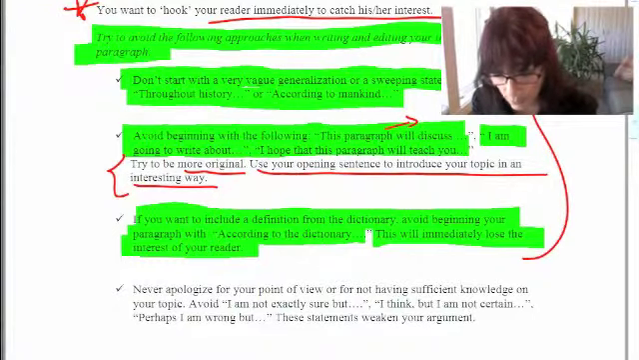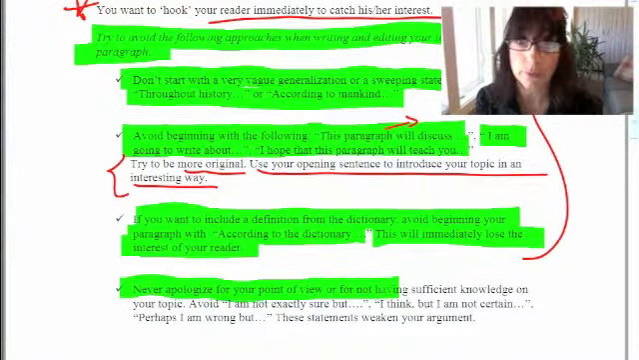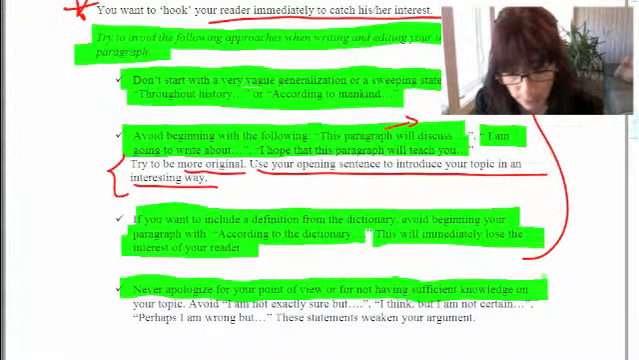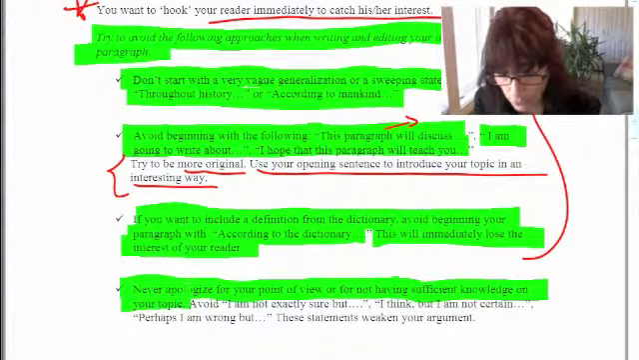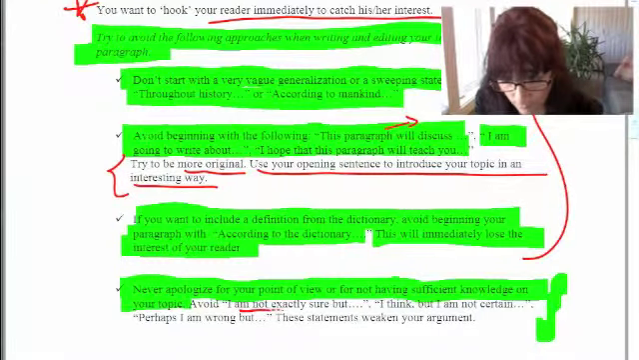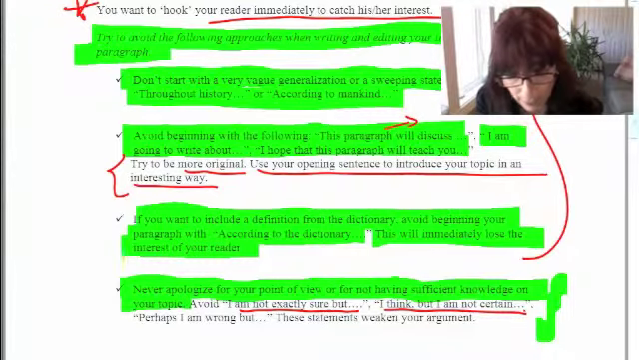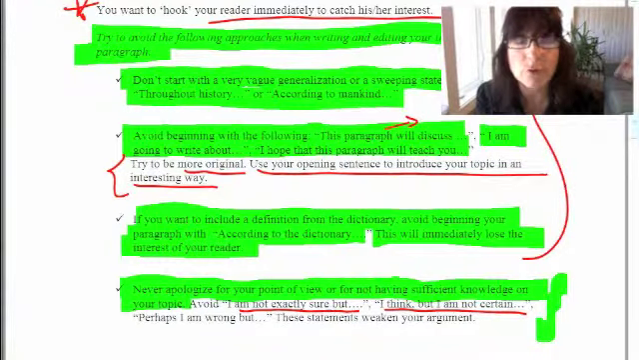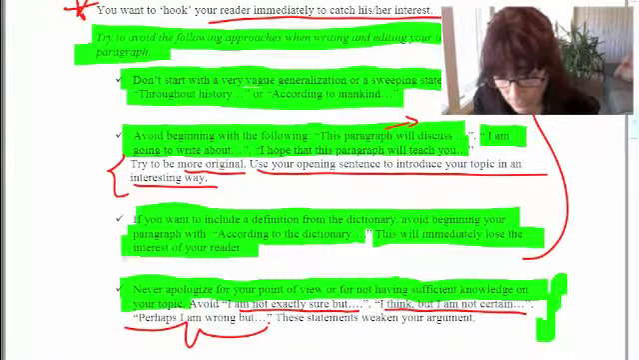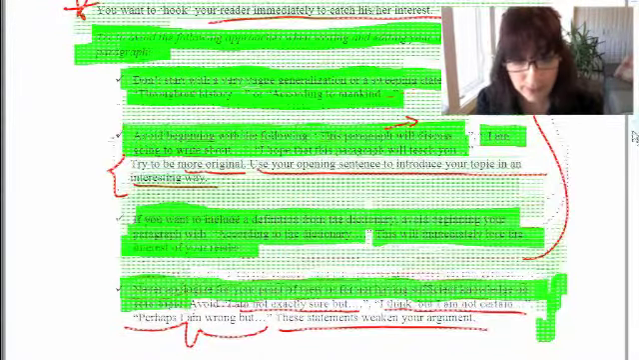Another approach to avoid is that you should never apologize for your point of view, or apologize by saying that you don't have sufficient knowledge on your topic. I've given you a couple of examples here. Avoid saying, I am not exactly sure, because it sounds weak. It sounds like you're not strong in your argument. Or, I think, but I'm not certain. Then don't say it. If you're not certain, get some supporting detail that you are certain about. Or perhaps I am wrong, but... Again, these statements weaken your argument and they must be avoided.